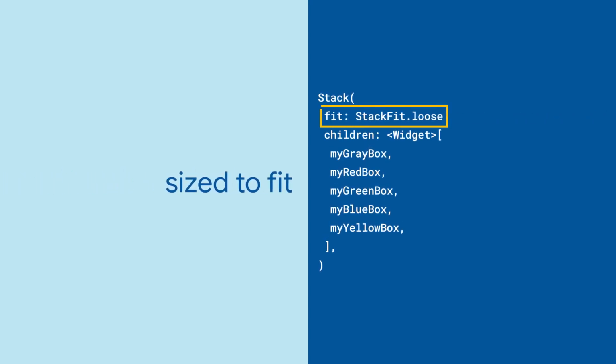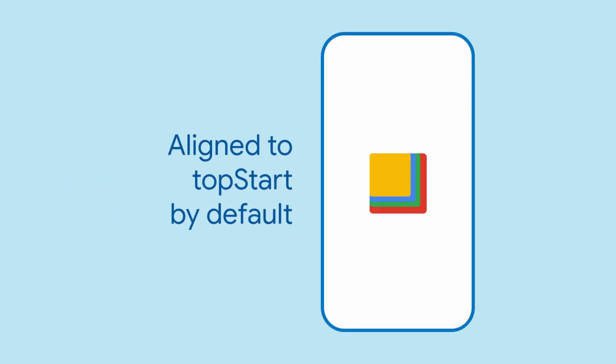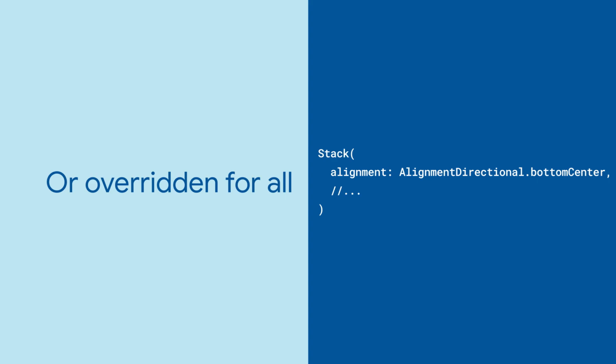It's sized by default to fit all of its unpositioned children, which you can override as expanding to fill the stack's parent. Without anything else, all of the stack's children will be aligned to the top start, depending on text direction. The alignment property changes this for all non-positioned or partially positioned stack children.